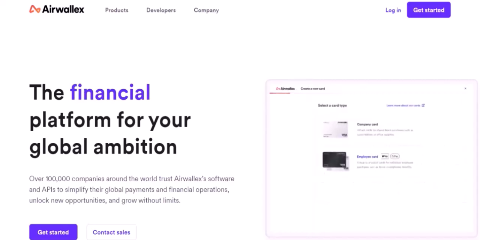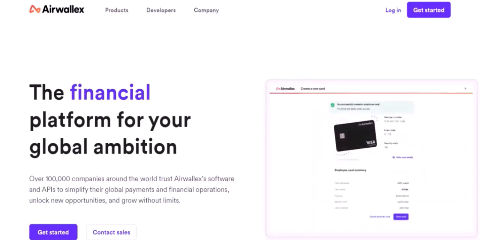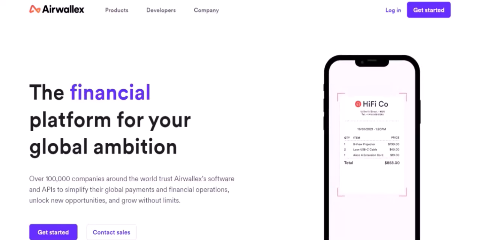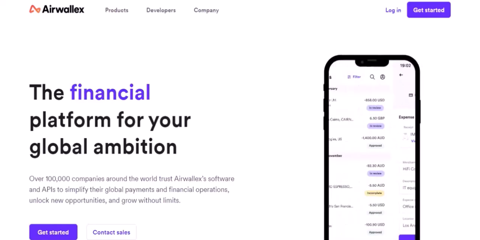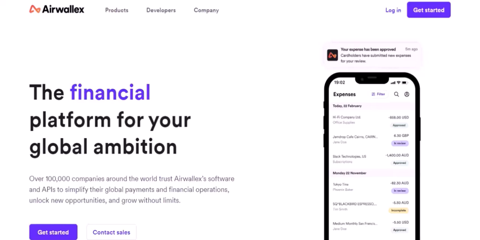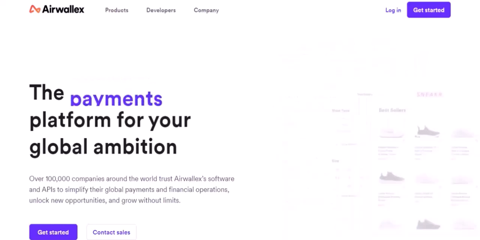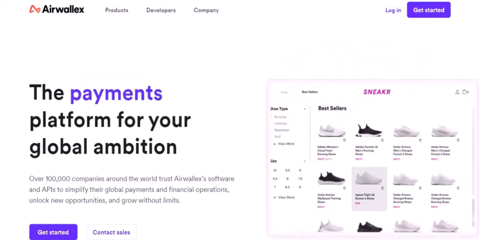Airwallex is a global financial infrastructure platform that simplifies cross-border payments, currency exchange, and more. It's designed to help businesses of all sizes expand into new markets without the complexities of traditional banking.